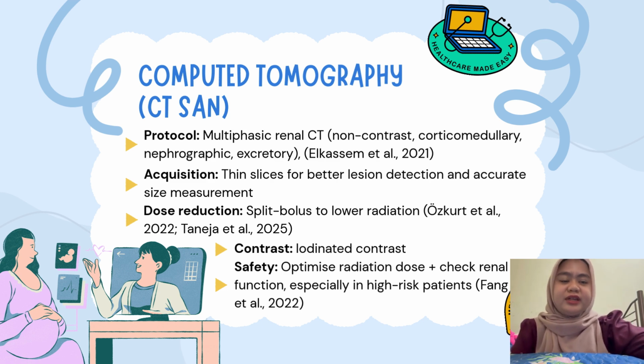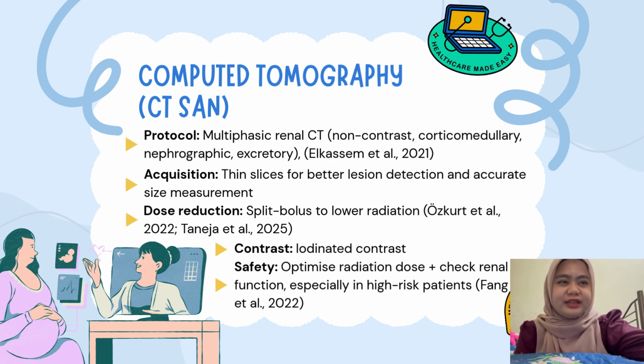For CT imaging, adherence to a multiphasic renal CT protocol is crucial for accurate assessment of renal cell carcinoma. This protocol typically includes non-contrast, corticomedullary, nephrographic, and excretory phases, each serving a specific diagnostic purpose. This last acquisition is recommended to improve lesion detection, allow accurate measurement of tumor size, and assist in evaluating local invasion and vascular involvement.